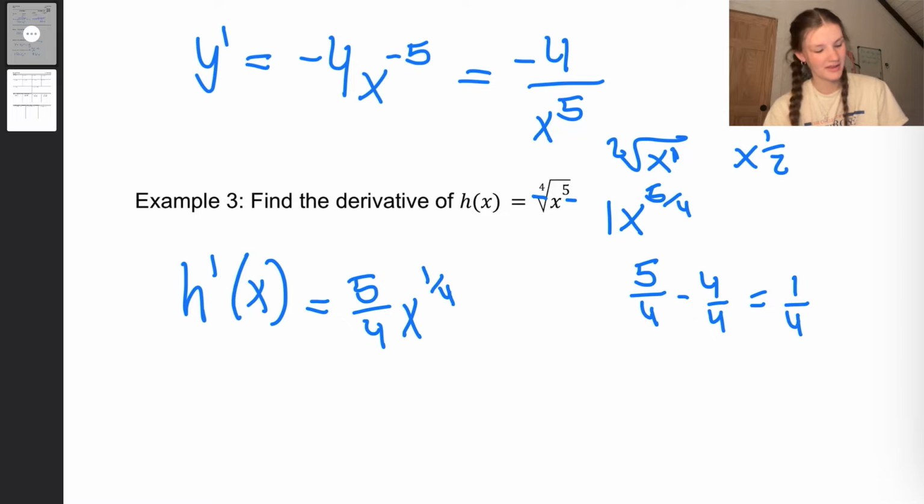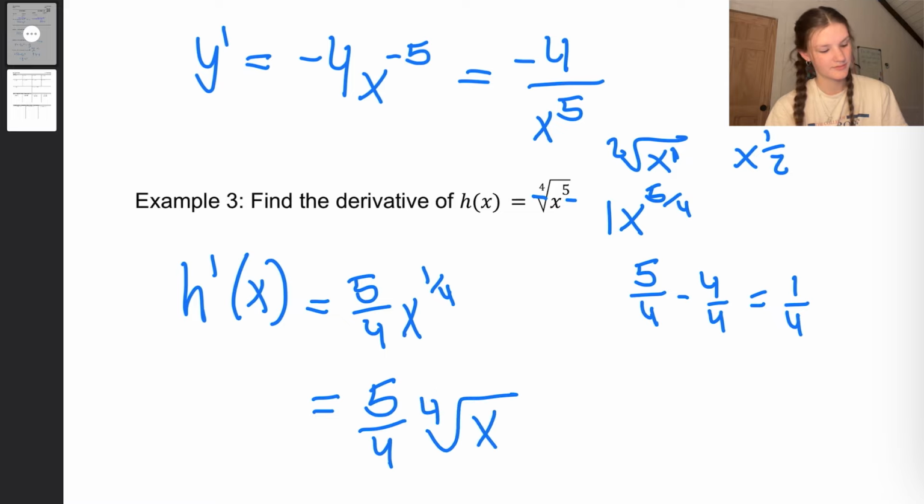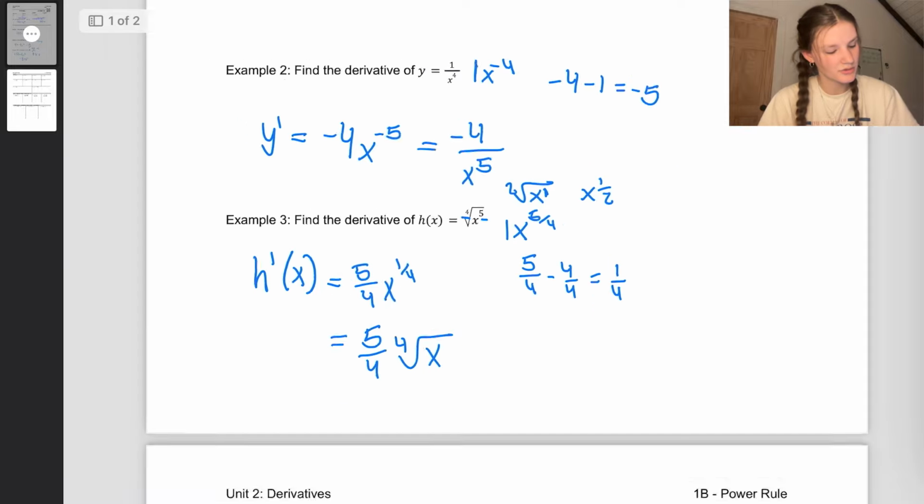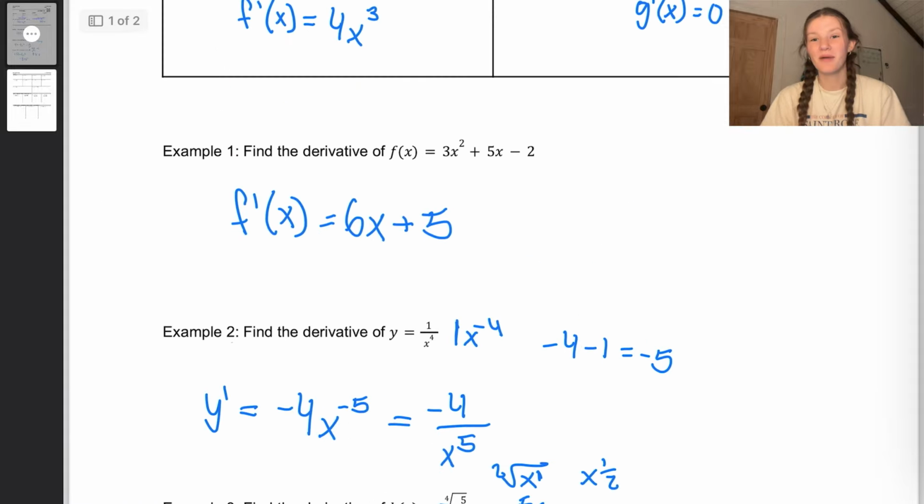You don't have to rewrite that, but you can also rewrite that as 5 over 4 times the 4th root of x. It's just if they give you different options in a multiple choice, you know which one. And that's it. That's it. Power rule? You should know power rule like the back of your hand.